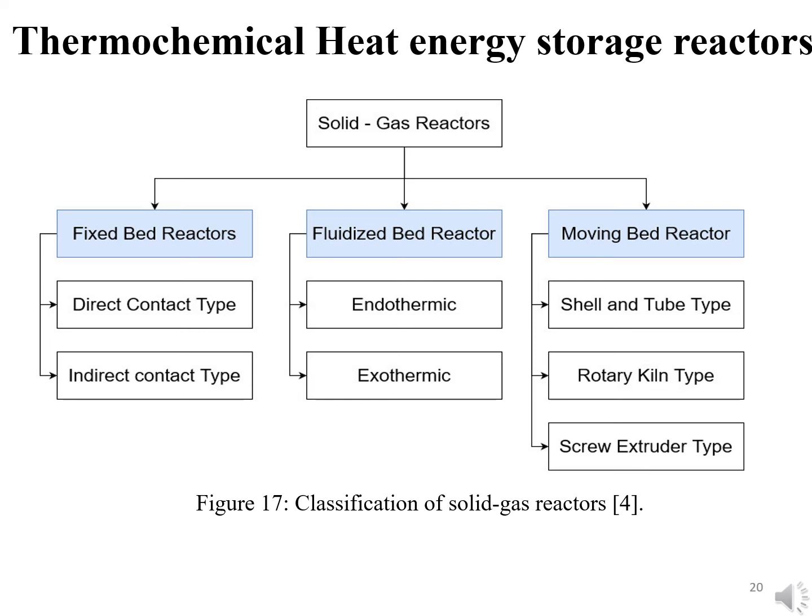Solid gas reactors are classified in three parts, that is fixed bed reactors, fluidized bed reactors and moving bed reactors. In fixed bed reactors, direct contact type and indirect contact type reactors come. In fluidized bed reactors, endothermic and exothermic type of reactors come. And in moving bed reactors, shell tube type, rotary kiln type and screw extruder type reactors come.